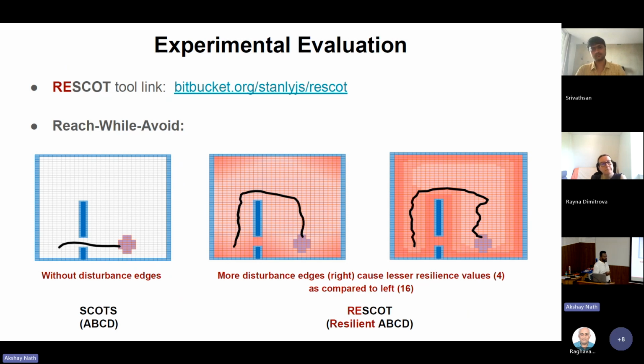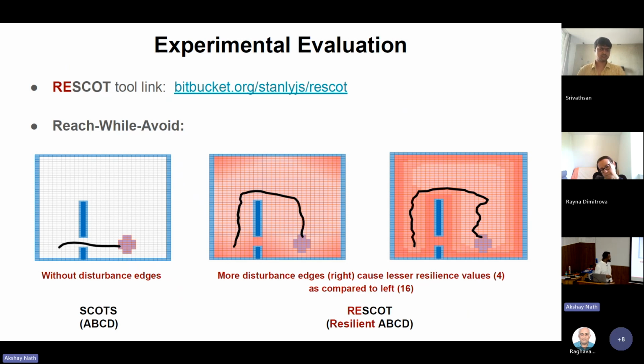What we do is we use the techniques that I mentioned before, and we incorporate them into Scots. And we have our tool called Rescot, which does resilient ABCD. And what it does is as follows. As you can see, the case on the left is the one where you have fewer disturbance edges. On the right is the one where you have more disturbance edges.